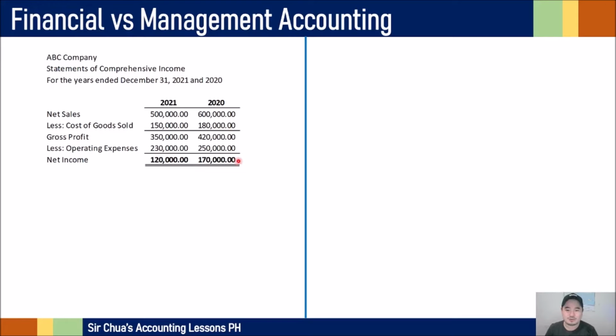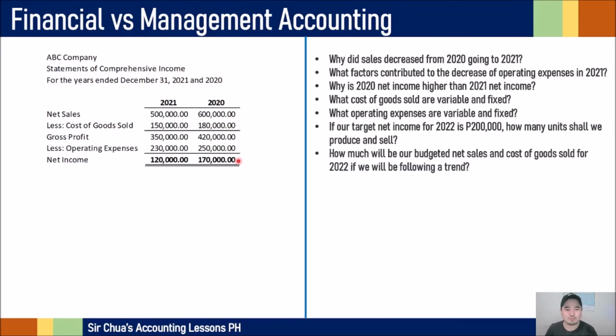Now, for management accounting, this is what we will discuss now. Why did sales decrease from 2020 going to 2021? You need to answer that. What factors contributed to the decrease of operating expenses for 2021? It decreased from 250 to 230. What might be the reason? Why is 2020 net income higher than 2021 net income? And why is there a decrease in net income for 2021? What cost of goods sold are variable and fixed? What operating expenses are variable and fixed? Are those fixed expenses or fixed costs really fixed?